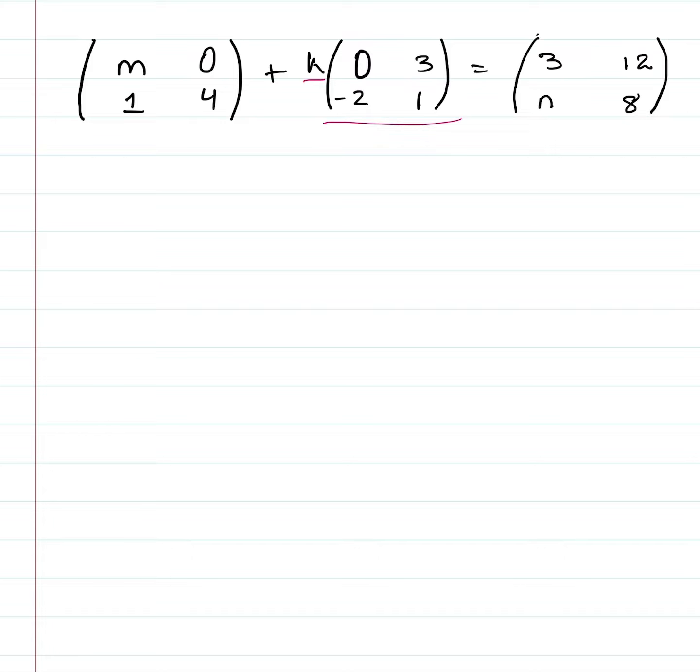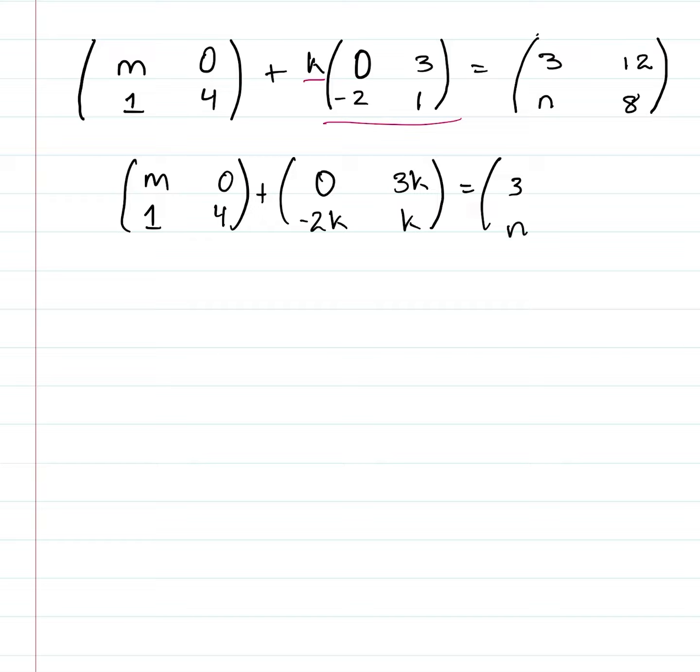So to rewrite that matrix, we'd have to multiply K by each member in the matrix. So K times 0 is 0, K times 3 is 3K, K times negative 2 is negative 2K, and K times 1 is K. And then we can just bring down everything else because nothing was happening with everything else. Now what we can do is basically add them up.